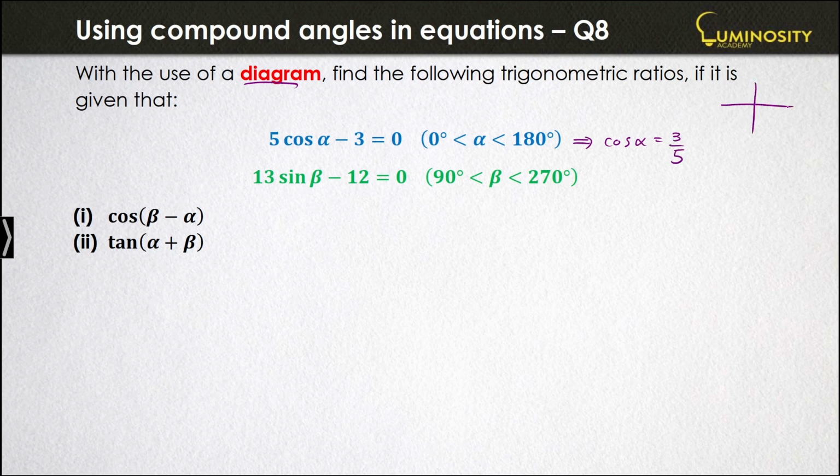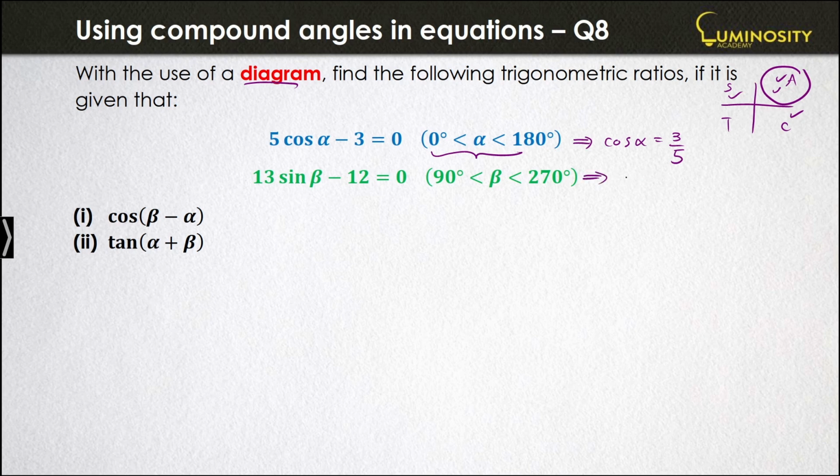And then for my cos diagram here, cos is positive in the first and fourth quadrants, but we're also given that it must be between 0 and 180, so it could either be the first or second quadrant. So where they overlap is the first quadrant.